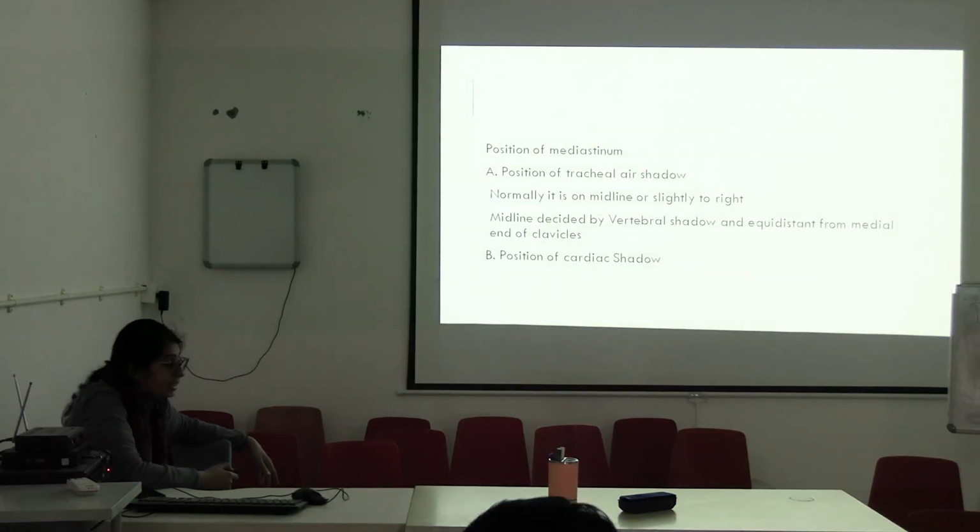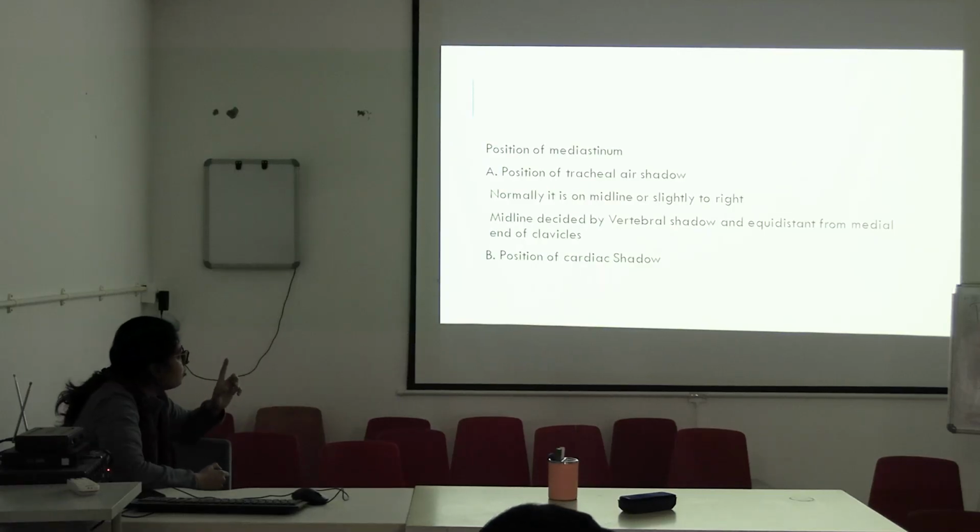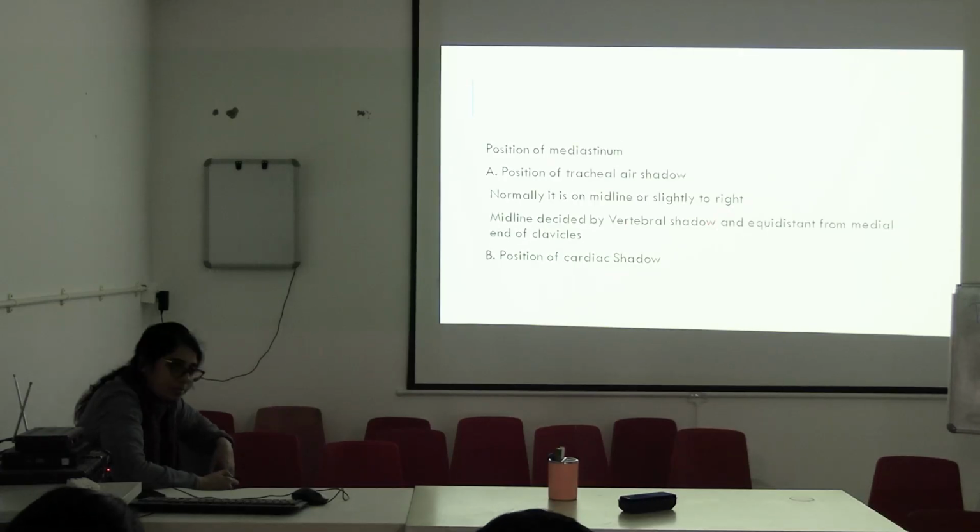So position of mediastinum is seen by tracheal air shadow, or normally it is on the midline or slightly to the right. Midline is decided by vertebral shadow and equidistant from the medial end of clavicle. আরেকটা হচ্ছে position of cardiac shadow.